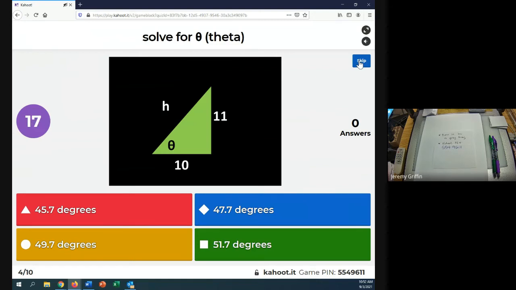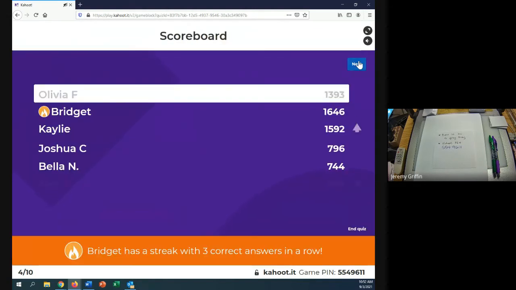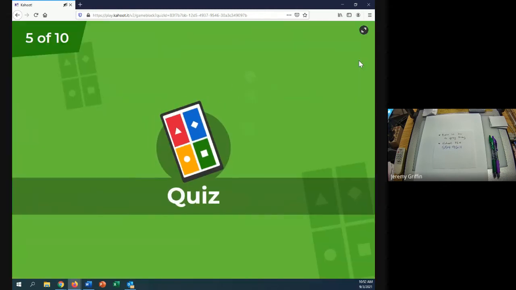You guys remember how to extract the angle? Okay, since you know the two sides, you guys remember this is going to be an inverse tan? Right, so inverse tan, then 11 over 10. So you guys did inverse tan of 11 over 10? Oh, look at you guys go. So inverse tan of the ratio of the two sides. All right, Kaylee, back to the top. Bridget, on fire.